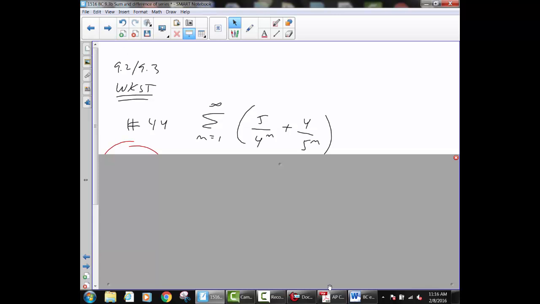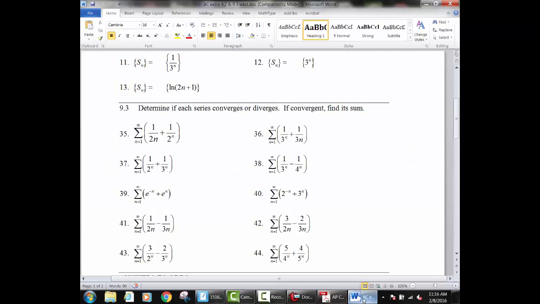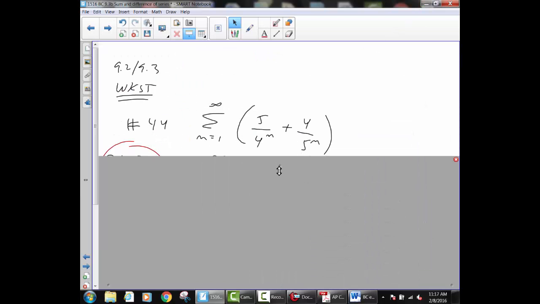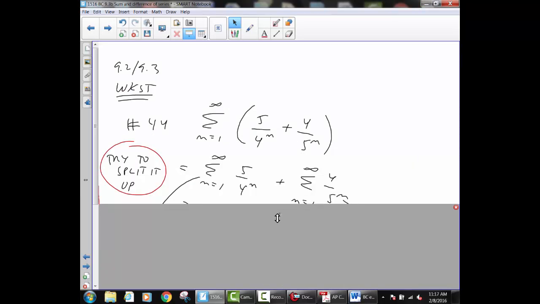Okay, so this is from the worksheet. Determine if each series, this is for 9.3, is convergent, converges or diverges. If convergent, find its sum. So for number 44, you have 5 over 4 to the n plus 4 over 5 to the n.